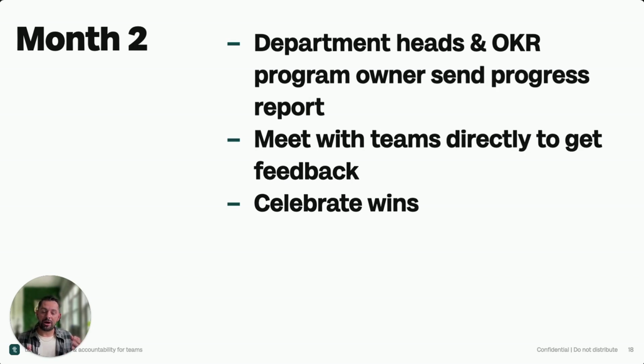When we're thinking about the end of month 1, we've given ourselves a pretty good chunk. It's 33% of the way through the quarter. That means we have a good sense of where we're going and how we've performed so far. So this is a good time for those department heads and the OKR program owner to put together a big progress report. How are we doing on our OKRs overall as an organization? Which teams are doing great? Which teams need some additional resources?